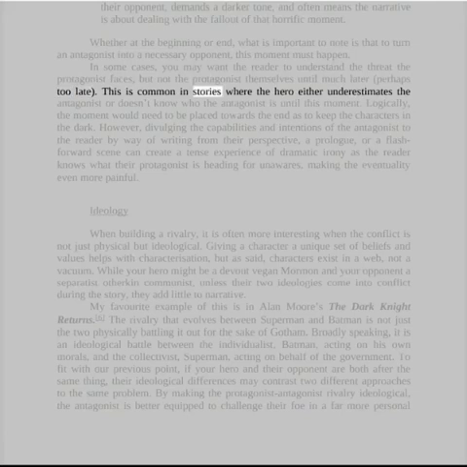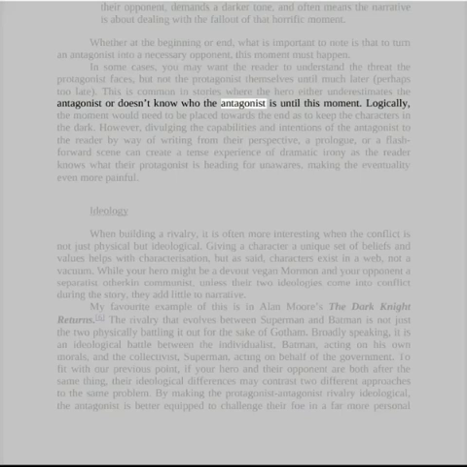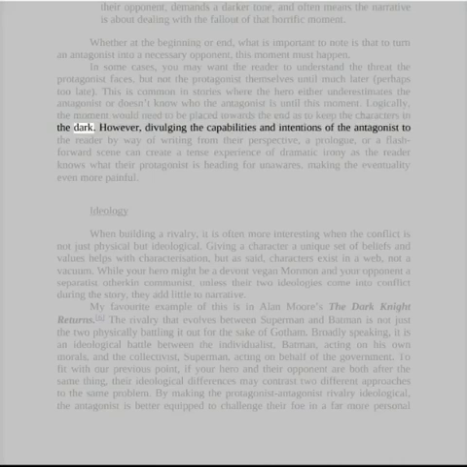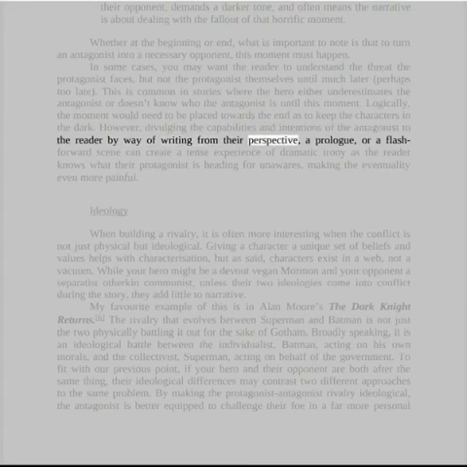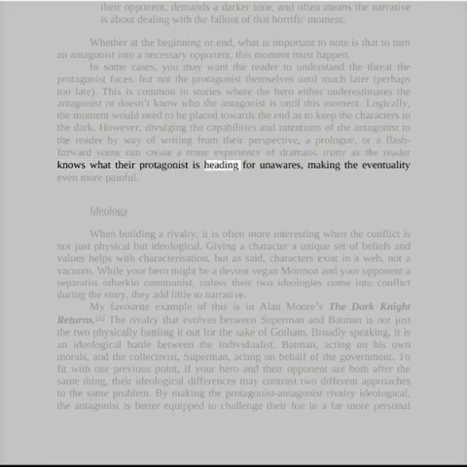This is common in stories where the hero either underestimates the antagonist or doesn't know who the antagonist is until this moment. Logically, the moment would need to be placed towards the end so as to keep the characters in the dark. However, divulging the capabilities and intentions of the antagonist to the reader by way of writing from their perspective, a prologue, or a flash-forward scene can create a tense experience of dramatic irony, as the reader knows what their protagonist is heading for unawares, making the eventuality even more painful.